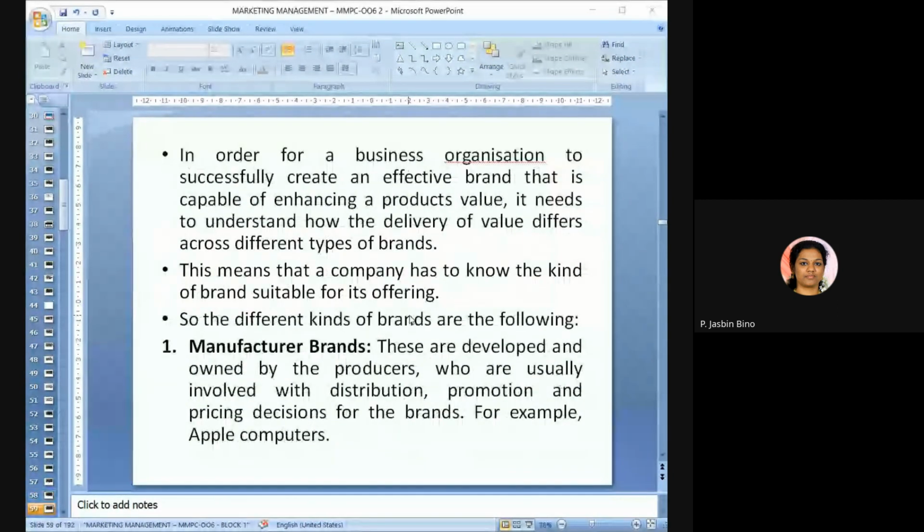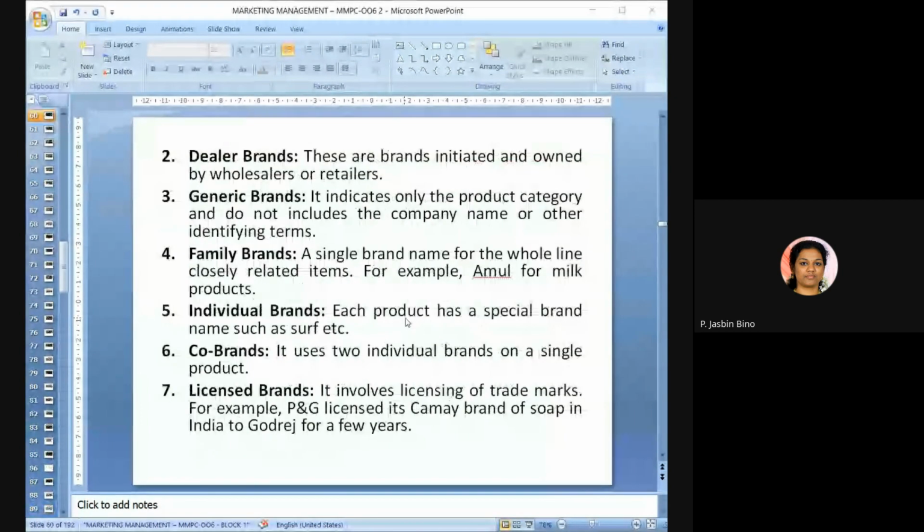Then there are some other kinds of brands, such as manufacturer brands. Manufacturer brands are normally owned by the producers, who are usually involved in distribution, promotion, and pricing decisions, for example Apple computers. The next one is dealer brands. These are brands normally initiated and owned by retailers and wholesalers. Generic brands indicate only the product category and do not include the company name or any other identifying terms. Next are family brands, a single brand name for the whole line of closely related items. That is a family name.